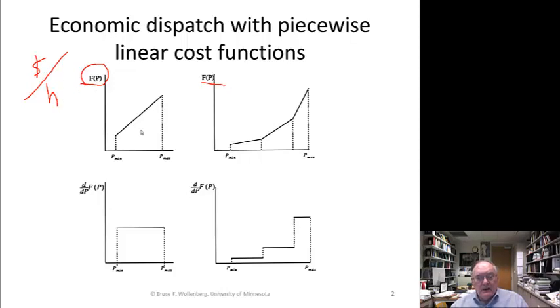Same thing over here. If we had a linear cost rate, in other words a straight line like that, then the incremental cost, the derivative, is just a flat function like that. If we had three segments, a straight line here, a straight line with a little higher value, and a steeper straight line, then we get three flat functions in here.